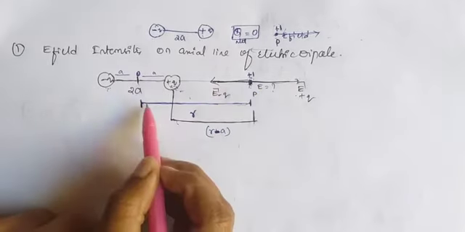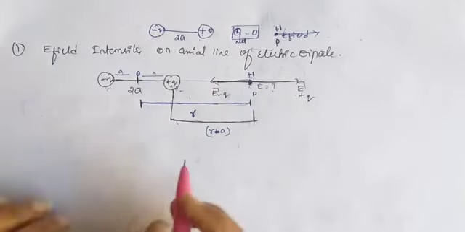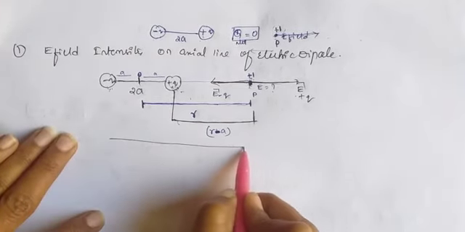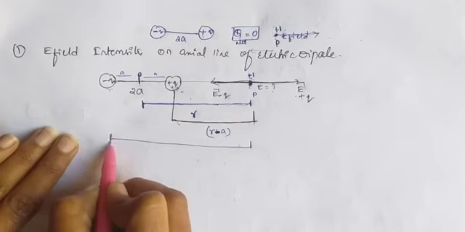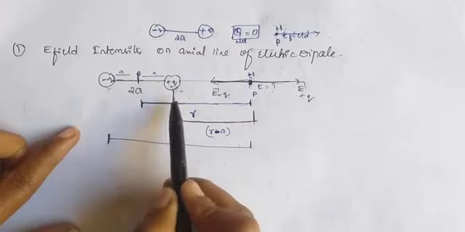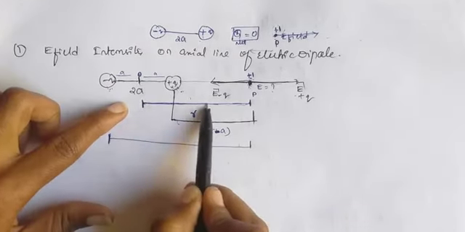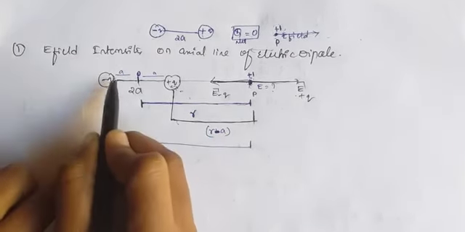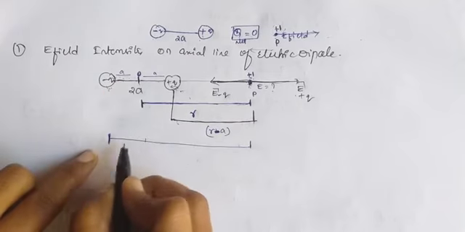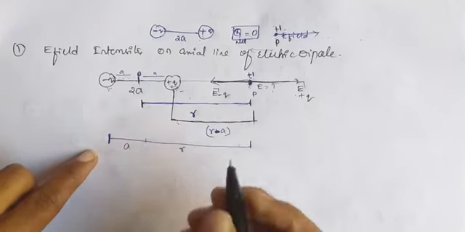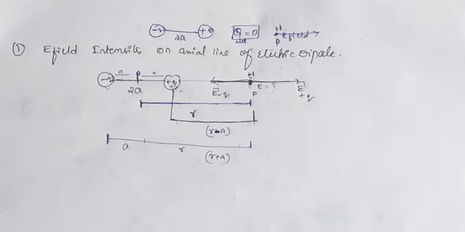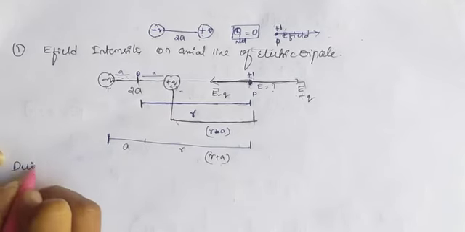R minus A. Okay, so now see here, I want to get the distance from minus Q to this point P. This is the distance. Okay, so now from the center to the point P, from here to here this is R. But here to here we have A. So this is A and this is R. So the total distance is what? R plus A. Okay. Now here we have to write the derivation.